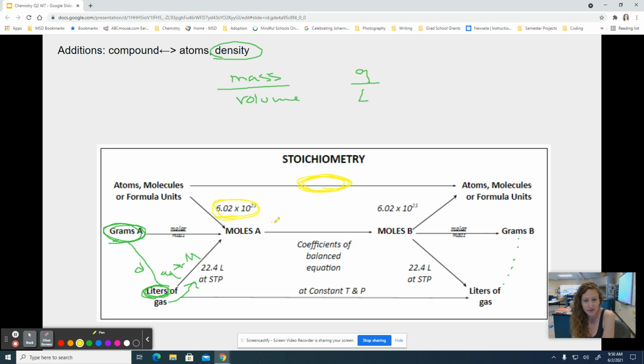Avogadro's number is probably something you have memorized at this point in time. It's a really famous number. It's a number that all chemists are just going to know off the top of their head anyway. And so that's a really accessible piece of information. Same thing with 22.4 liters, right? It's a known value. It's a famous value. It's a value that most chemists are going to know off the top of their head. So it's a really easily accessible value.